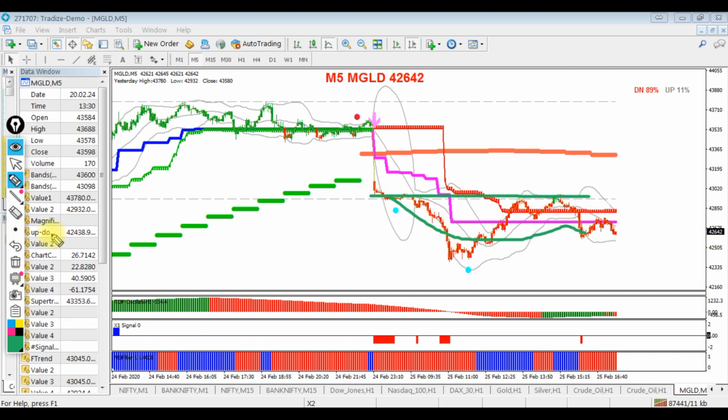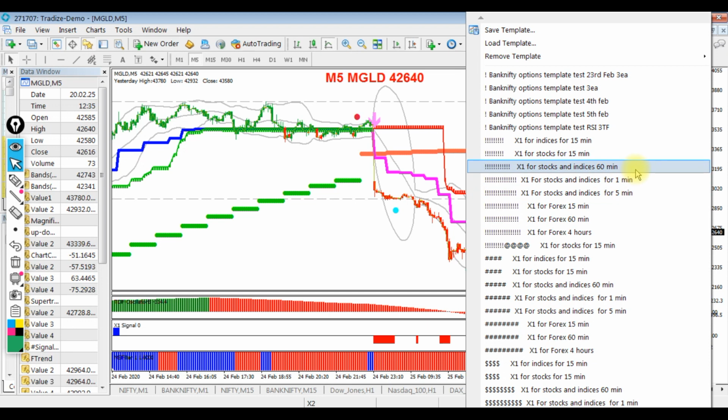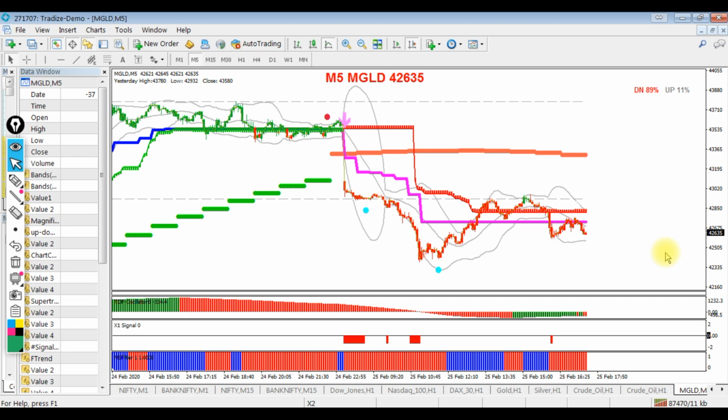So of course you can trade any time frame from 1 minute to daily or weekly. So we are giving some templates here, like for 1 minute there is a template, for 5 minutes there is a template, for 15, 60, 4 hours there is a template, and like that. So whichever time frame you want, you can trade, apply that particular template and trade as per the rules.